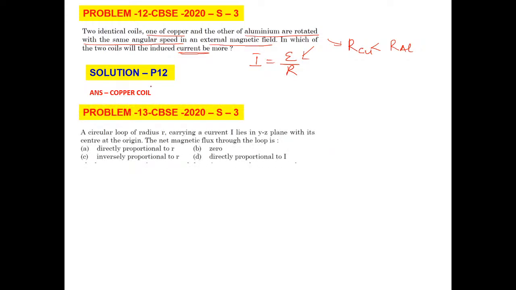It is the copper coil, because current is inversely proportional to resistance, and the resistance of copper is less than the resistance of aluminum. So this is the reason for this.